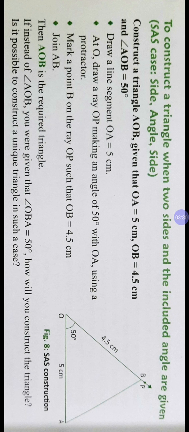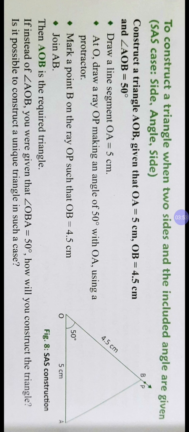Then next we will make an angle. Listen, angle AOB is given. Angle O is 50 degree. So at point O we will draw a 50 degree angle with the help of a protractor. So we have drawn the line.